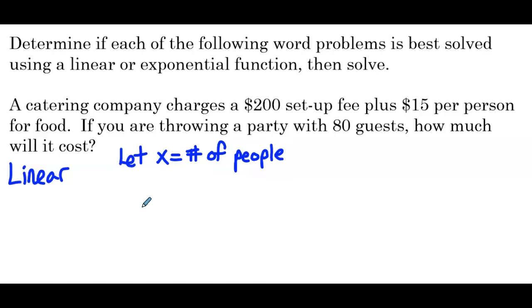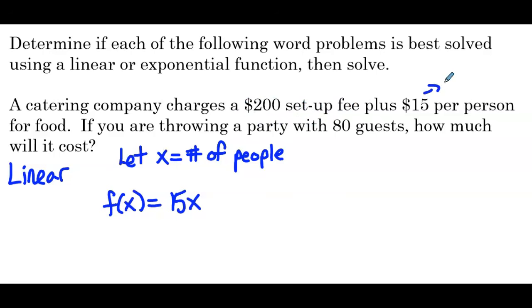And now we're writing a linear function. So what do we need? We need a slope and a point. So f of x equals... All right, well, $15 per person. That's going to be our slope in our linear function. So we have 15x, and then the $200 setup fee, that's the y-intercept.